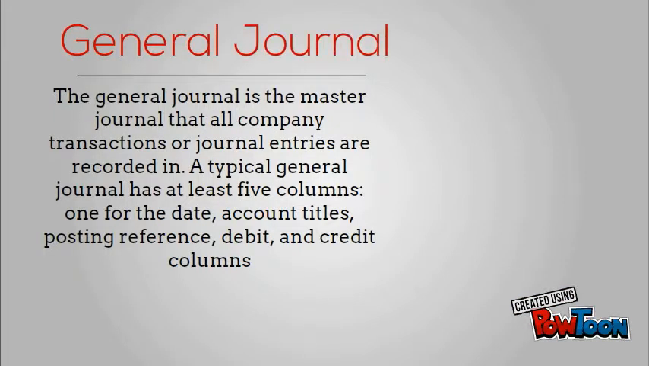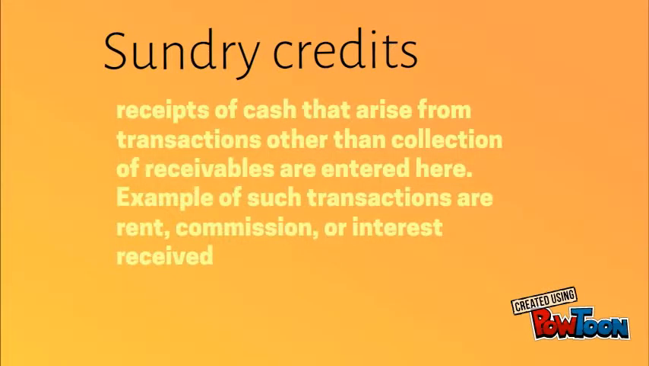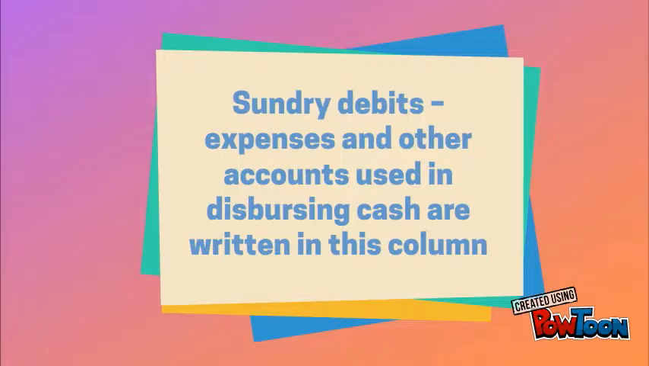General journal. The general journal is the master journal in which all company transactions or journal entries are recorded. A typical general journal has at least 5 columns: one for the date, account titles, posting reference, debit, and credit columns. Sundry credits: receipts of cash that arise from transactions other than collection of receivables are entered here. Examples of such transactions are rent, commission, or interest received. Sundry debits: expenses and other accounts used in disbursing cash are written in this column.